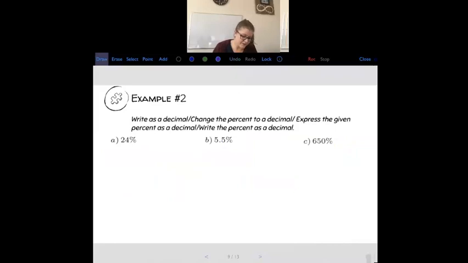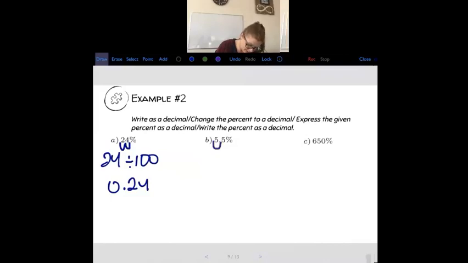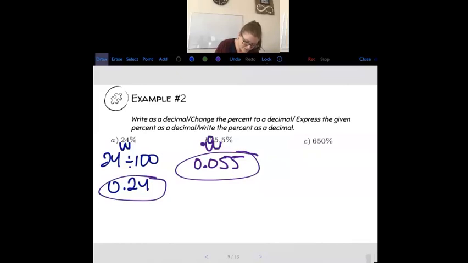Next, we'll go the other way, where we'll write the decimal, or change the percent to the decimal, so going the other way around. So you could take 24 divided by 100, and this would give us 0.24, or it's the same as moving the decimal 2 places to the left. If there's no decimal provided, it always goes after the ones place. Okay. Problem B, so we'd move it 2 places, 1, 2. There would be a 0 here, so 0.055, or again, if you divided by 100, you would get the same thing. And then 650%, 1, 2, this would just be 6.5.